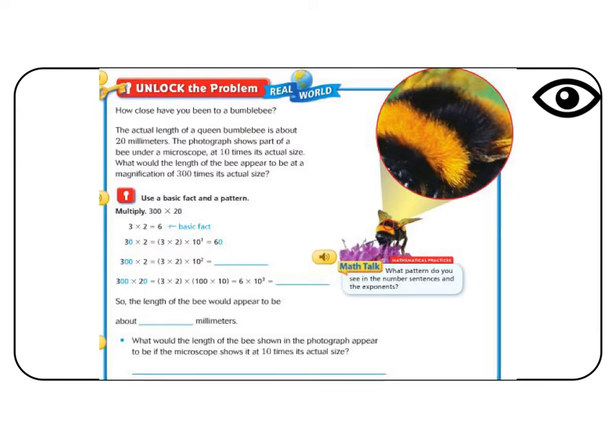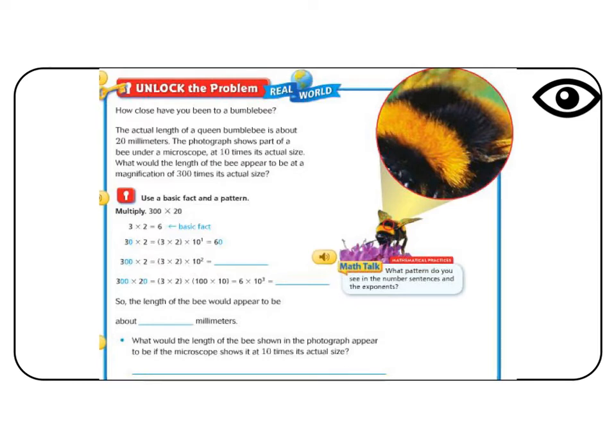Let's begin with an Unlock the Problem. It says, how close have you been to a bumblebee? The actual length of a queen bumblebee is about 20 millimeters. The photograph shows a part of a bee under a microscope at 20 times its actual size. What would the length of a bee appear to be at a magnification of 300 times its actual size?